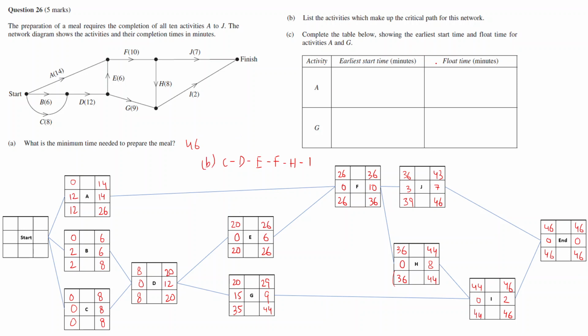For part C, complete the table below showing the earliest time and the float time. We have already done it over here. This block is the earliest time, this is the float time. So earliest time for activity A is 0 and float time is 12. Now for activity G, earliest time is 20 and float time is this one, which is 15.